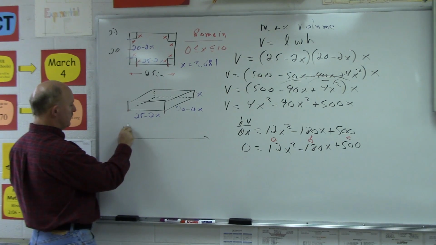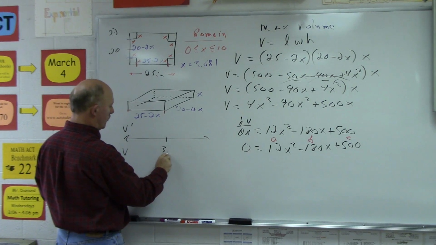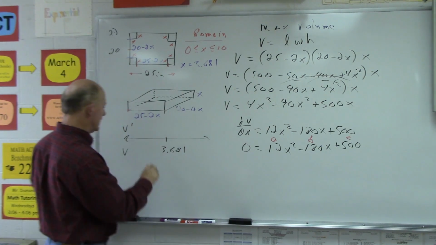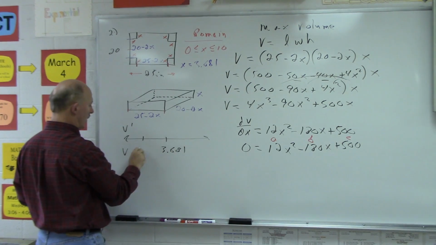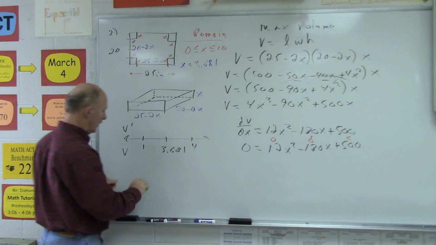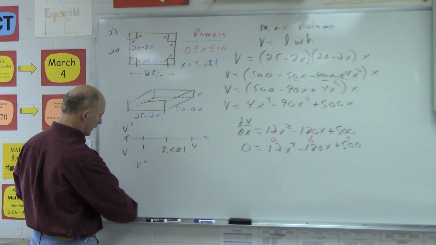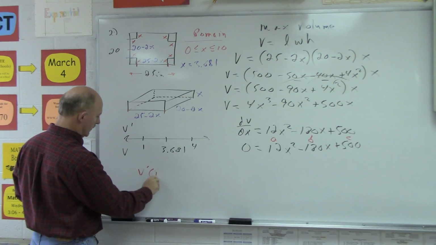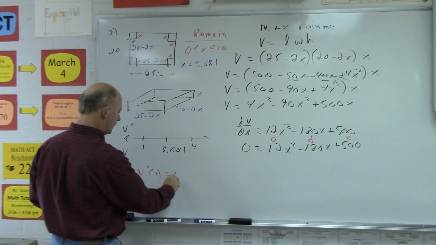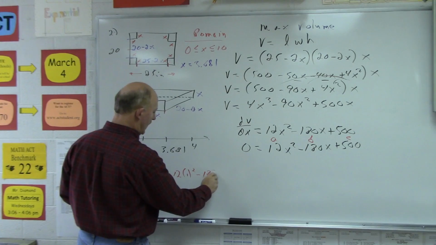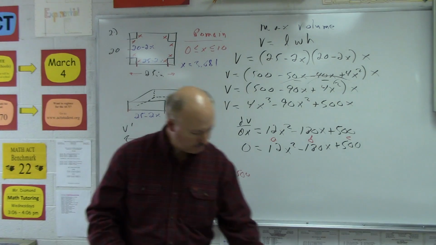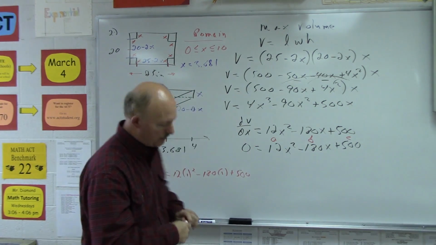This will be v prime and v. We'll put the 3.681 here, and let's pick a test value on each side. It has to be between 0 and 10, so we'll try 1 and 4. The derivative at 1: our derivative is 12x squared minus 180x plus 500, so 12 times 1 squared minus 180 times 1 plus 500. I've already done this, and it comes out to be a positive 332.